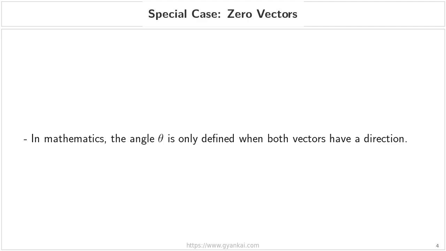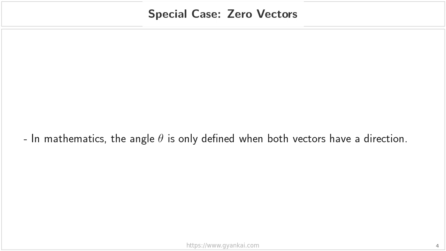Special case, zero vectors. Now, before we move on to some practical applications, we need to address a specific edge case regarding the formula we just discussed. In our previous slide, we saw that the dot product relies on the cosine of theta, which represents the angle between our two vectors.